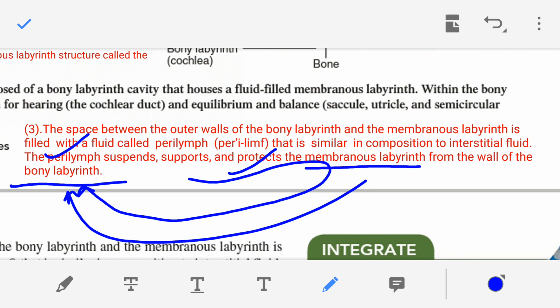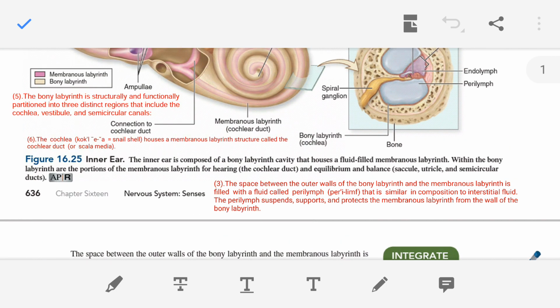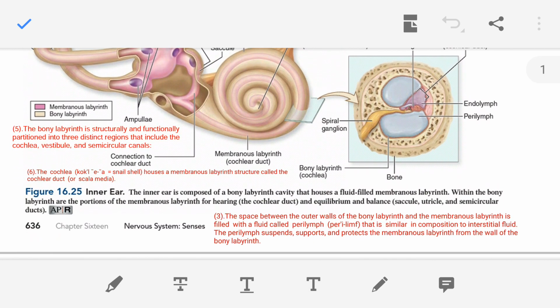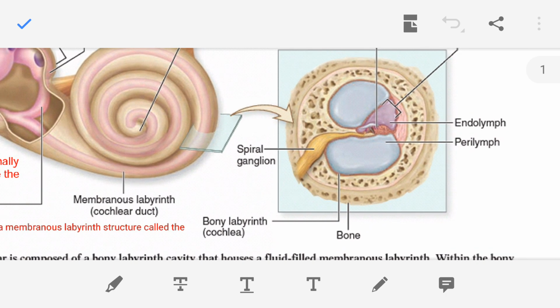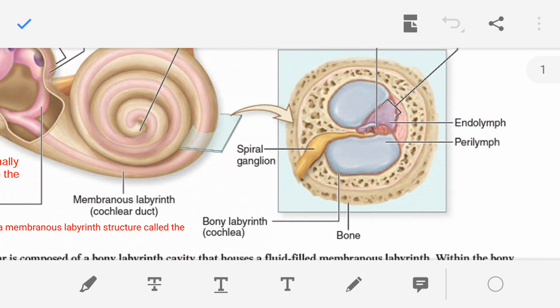Okay, second thing, supporting the membranous labyrinth. And third thing, suspending the membranous labyrinth. So perilymph is a fluid, and in that fluid the membranous labyrinth is suspended. Okay, so here in this figure also, see, this is the perilymph and this is also the perilymph.